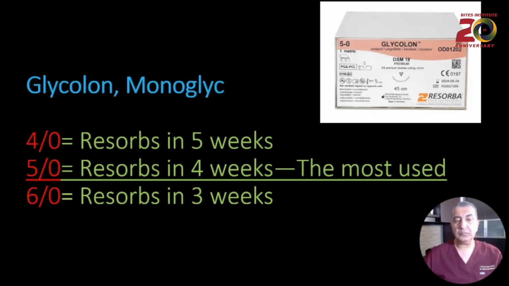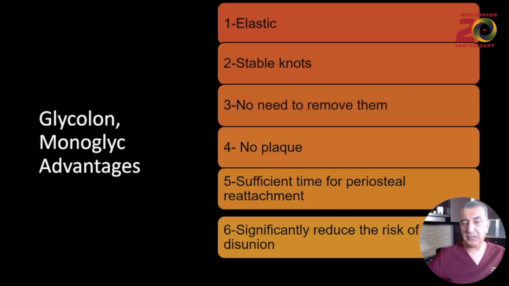The 3 common glycolon suture sizes used in the dental implant field are the 4-0, which resolves in 5 weeks, the 5-0, which resolves in 4 weeks, which is the most we use, and the 6-0, which resolves in 3 weeks. The advantages of glycolon and monoglyc sutures are they are elastic, they have stable knots, no need to remove them, no pluck, sufficient time for periosteal reattachment, and they significantly reduce the risk of suture disunion.